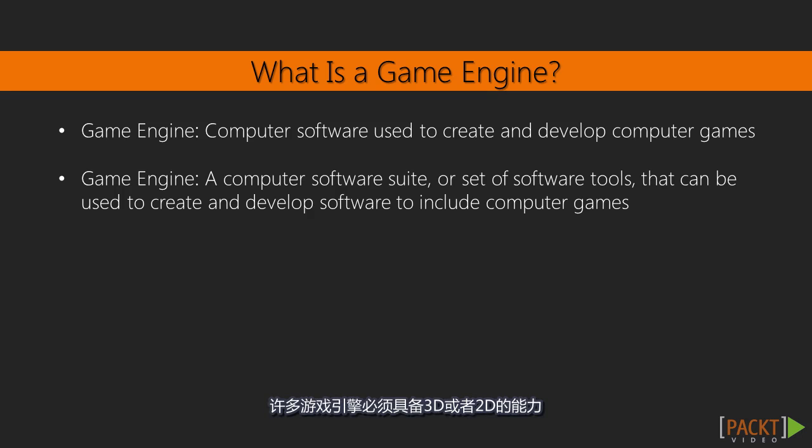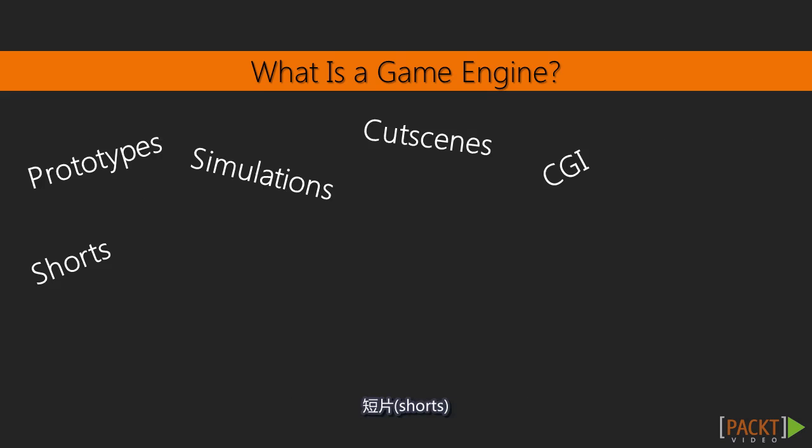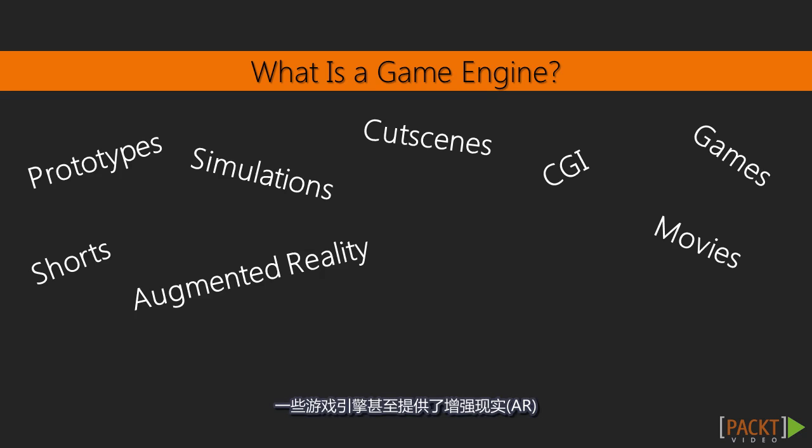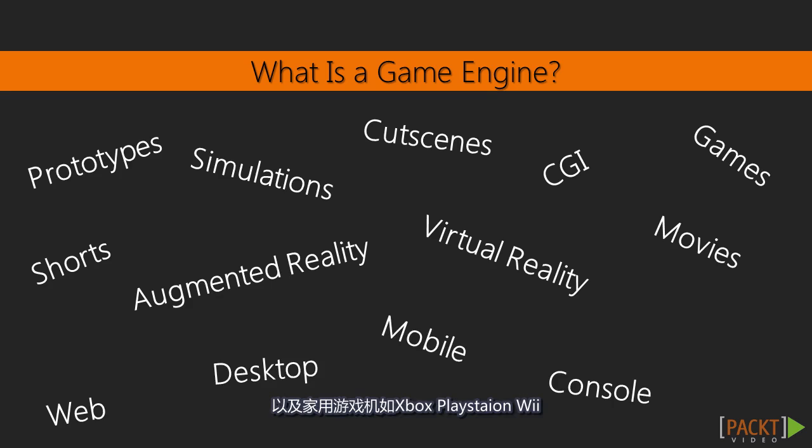Many game engines have 2D and 3D capabilities. They can be used to create prototypes, simulations, CGI, cutscenes, shorts, movies, and games. Some game engines even support augmented and virtual reality application development. Depending on the game engine, software created by game engines can run from within a browser, on a Mac or Windows desktop, mobile devices, and game consoles such as Xbox, PlayStation, and the Wii.